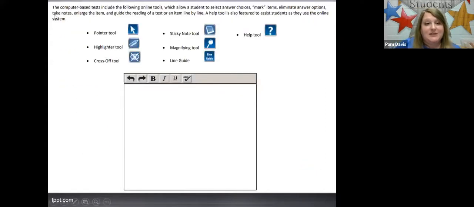Because we're online testing, your students are going to be using these online tools. At school, they have been practicing with these tools in our computer lab with Ms. Karen and Ms. Stacy, and they will also be reviewing these tools prior to the test in the week we return after Easter.